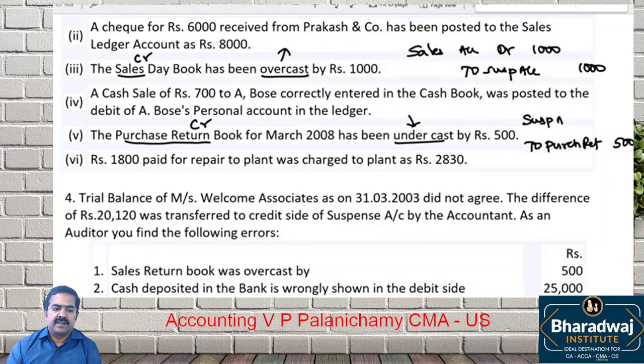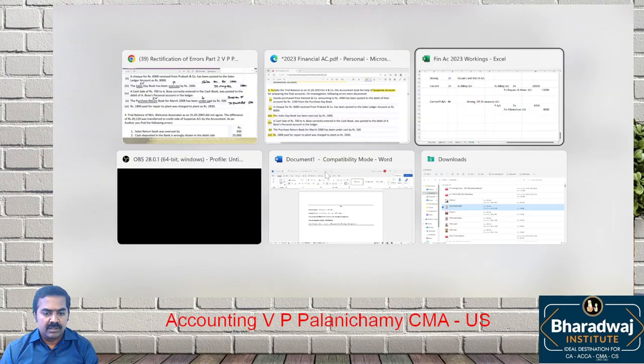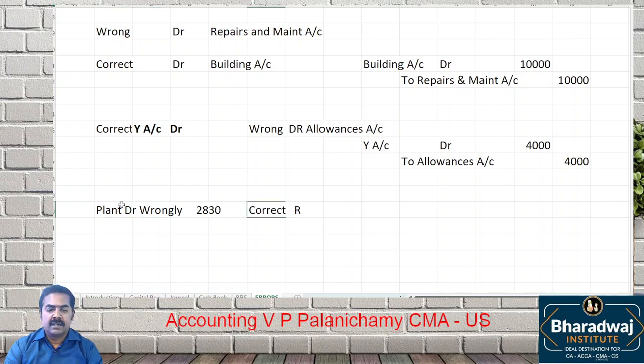Then, 1,800 paid for repairs to plant was charged to which account? Plant account. What was wrongly debited? Plant account was debited wrongly. How much did we wrongly debit? 2,830. But what is the correct treatment? Repairs should have been debited, 1,800. How to rectify the error?